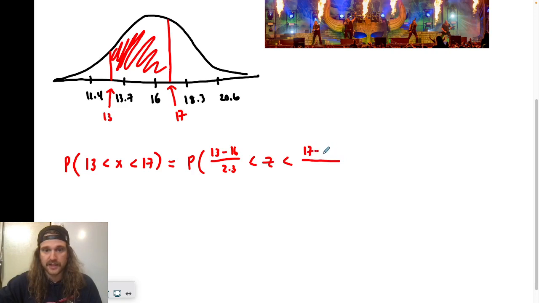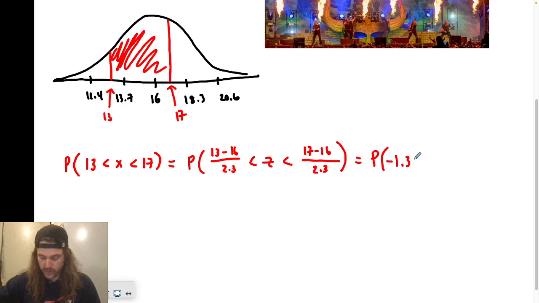17 minus 16 divided by 2.3. So I've switched to the standard normal distribution, and we're going to get two values there. What's the probability that z is between negative 1.3 and 0.435? Now we have to do a little bit of rounding here, so it's a little brutal. You would have to do this math: 13 minus 16 divided by 2.3, and 17 minus 16 divided by 2.3.